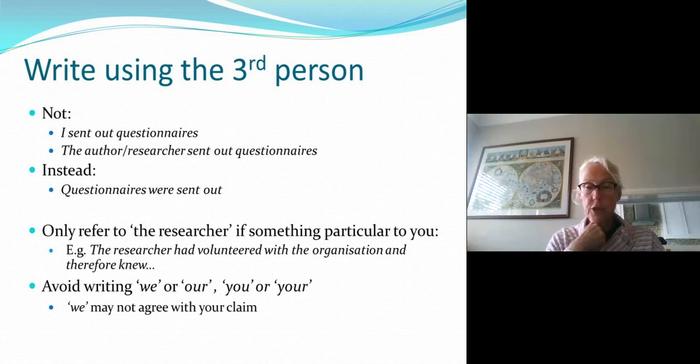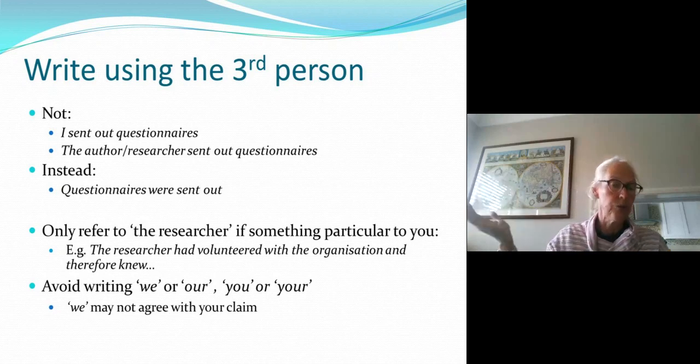And you only need to refer to the researcher if it's something particular about you. So, I've got the example there of the researcher had volunteered with the organisation and therefore knew whatever, because that's where you actually do need to mention the role of the researcher. So avoid things like we and our, you and your, and ours too.